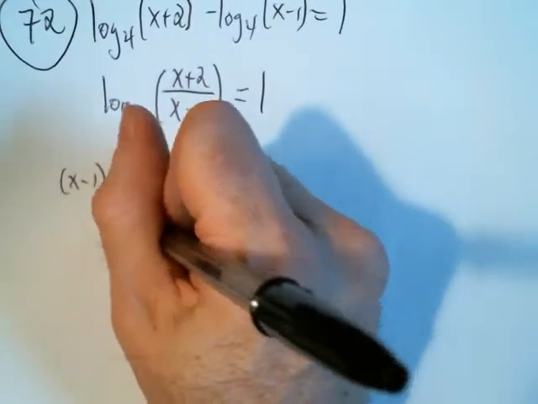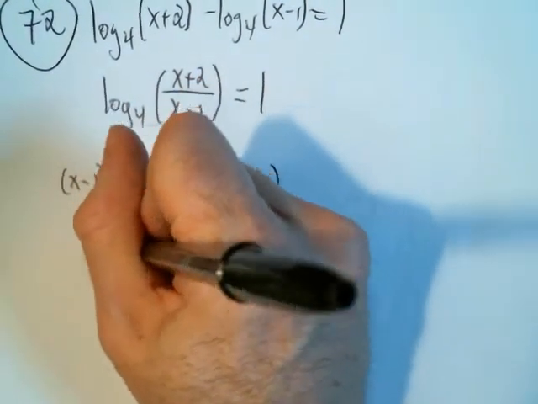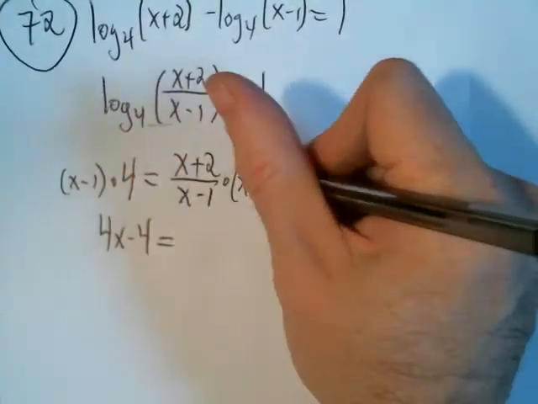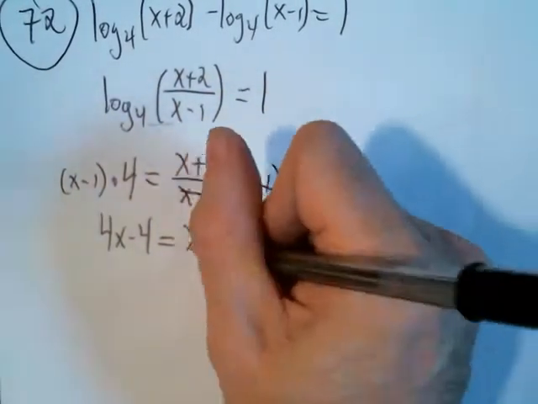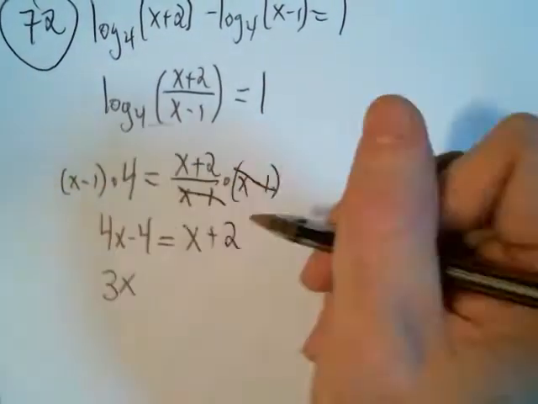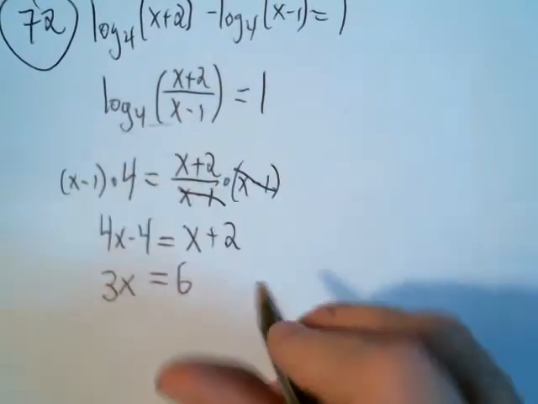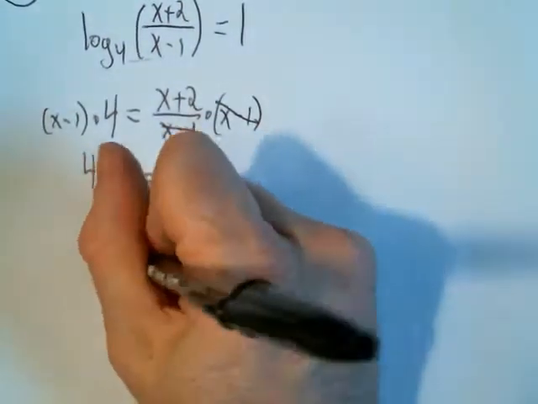Okay. So I'll distribute here. I get 4x minus 4. On the other side, the x minus 1s go away, and you get x plus 2. Move the x over, you get 3x. Move the 4 over, you get 6. And then finally, we're getting x is 2.